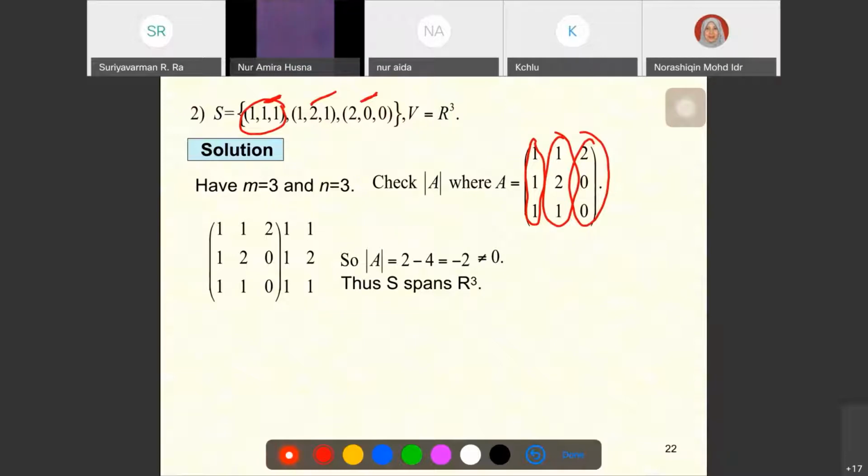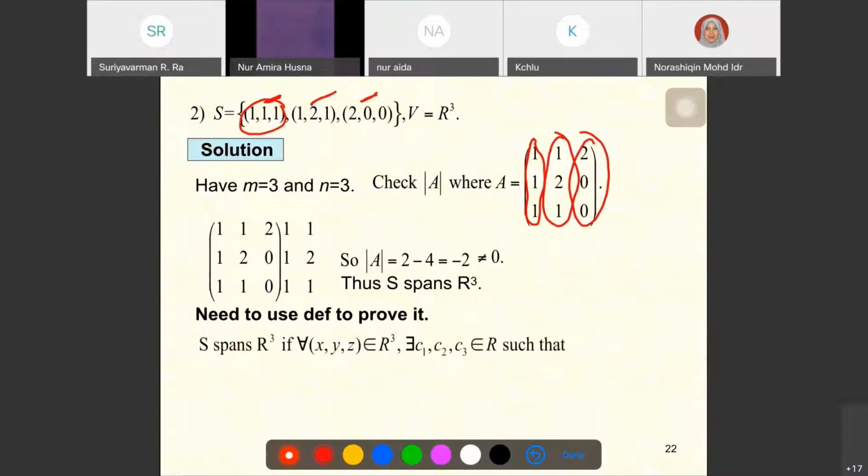Okay, now can we stop here? No, not yet, right? Not yet, because we need to find the C's. Yes. Okay, so we need to prove by definition. So S spans R3, that means C1, C2, C3 exist, all in R, such that all vectors x, y, z in R3 can be written as a linear combination of (1, 1, 1), (1, 2, 1), and (2, 0, 0). So we need to solve for the C's.